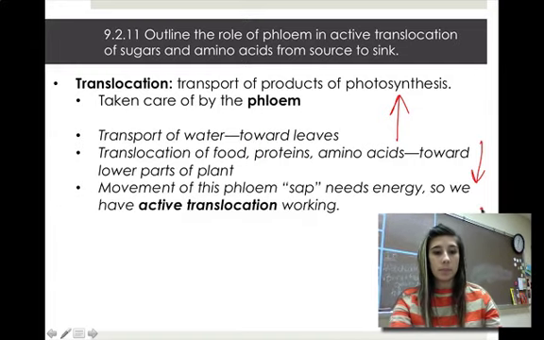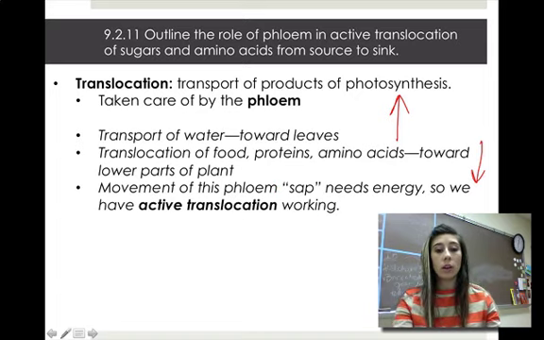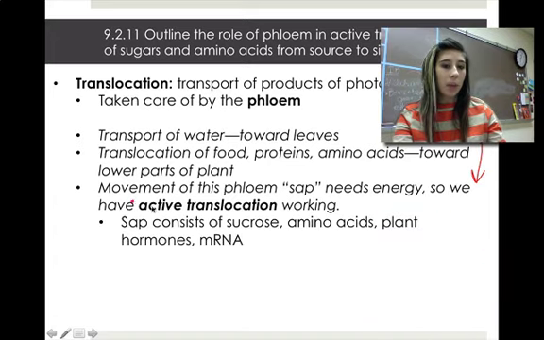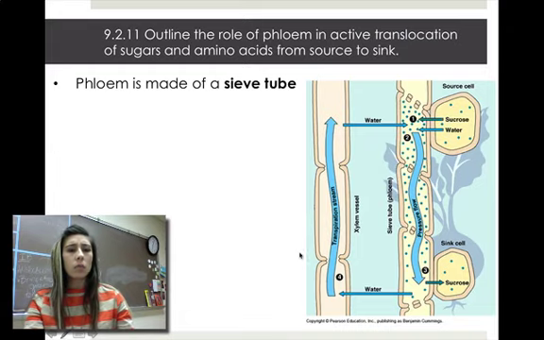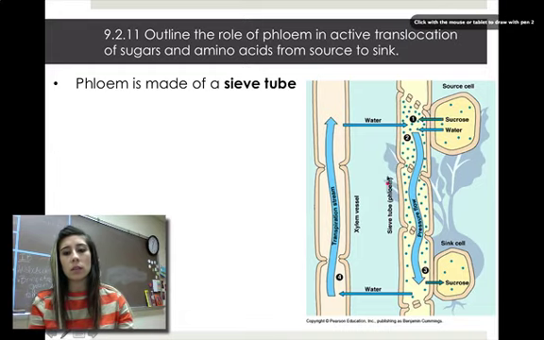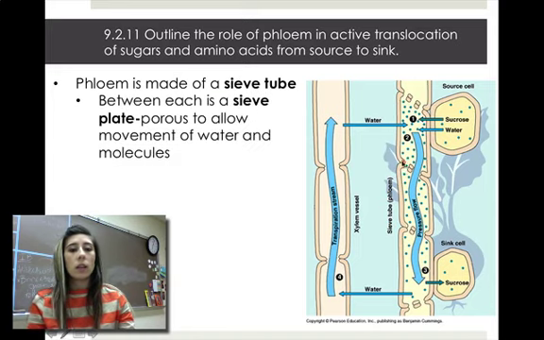from the leaves. The movement of this phloem sap requires energy, so we have to have active translocation working. We're going to need some help in this translocation for it to occur. When we talk about sap, we are basically talking about sucrose, amino acids, some hormones, and most recently they discovered mRNA as being translocated as well. Now, the phloem itself is made of what is known as a sieve tube, and in between each sieve tube is a sieve plate, so it's porous and it's going to allow for the movement of water and molecules.